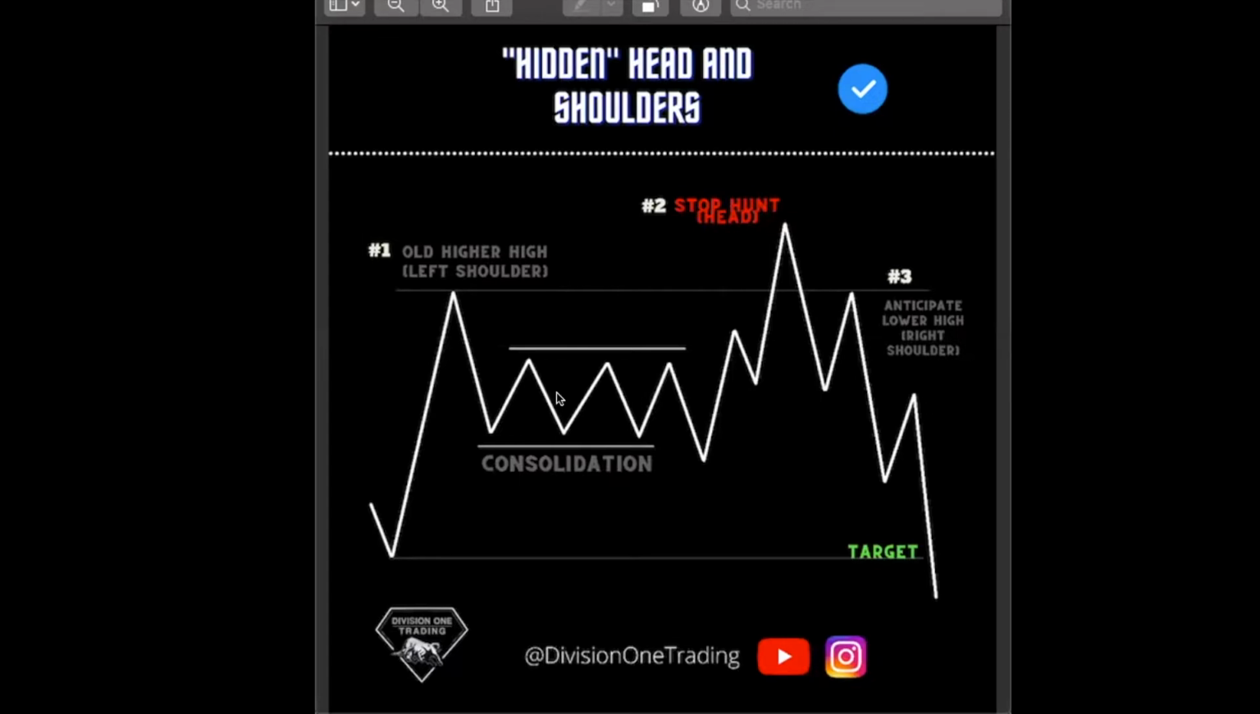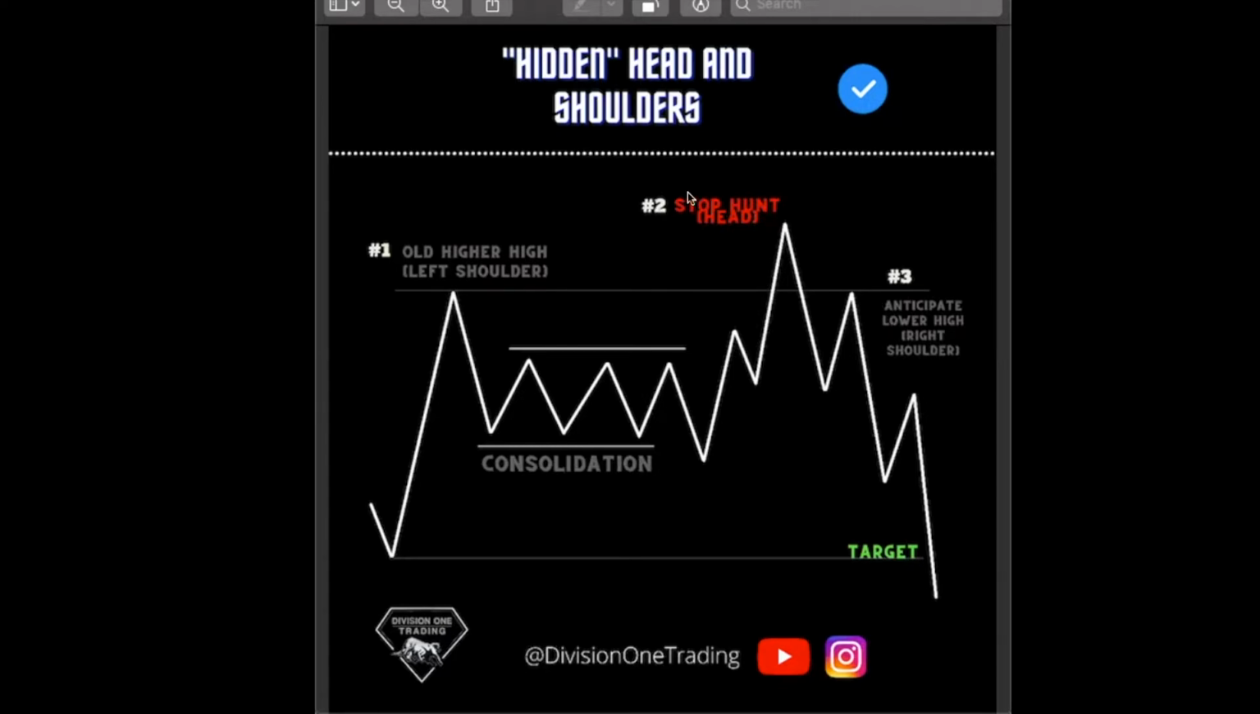Then price is going to go into a consolidation, might go a little higher, might go a little lower. Then we need it to make a higher high. After that, we're going to expect that to be our stop hunt. That's going to be the head. Then we want to see a breakdown of that neckline, using that left shoulder, right? And we want to see kind of like a head and shoulders inside of this head and shoulders. So it's a little hidden.